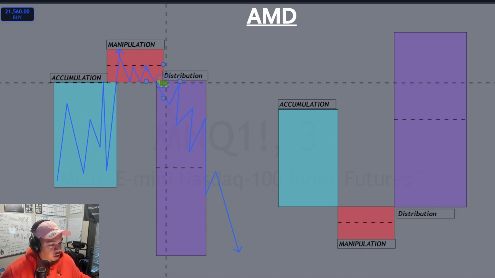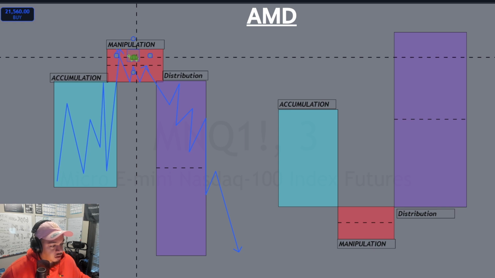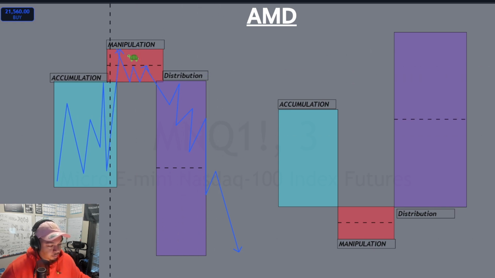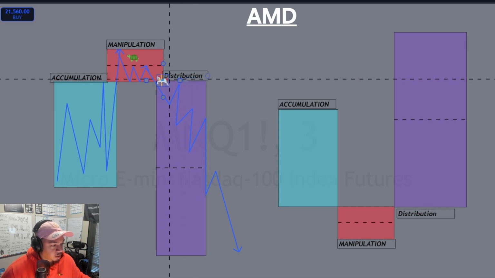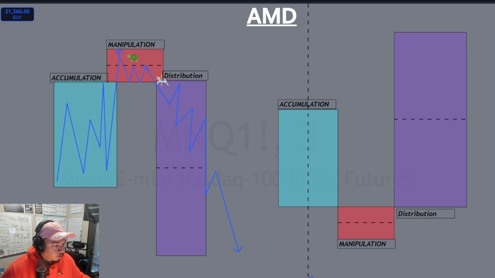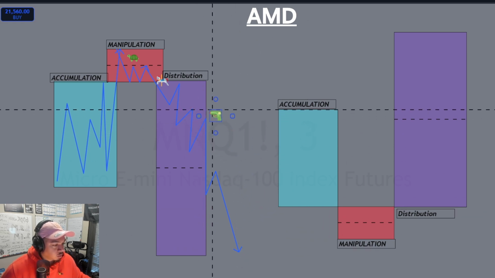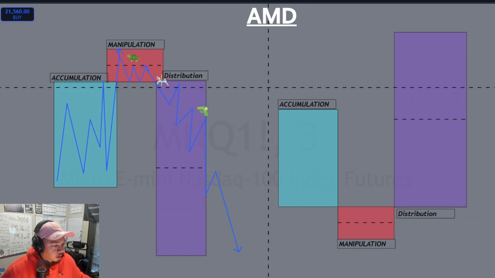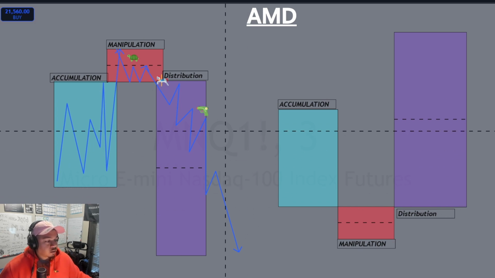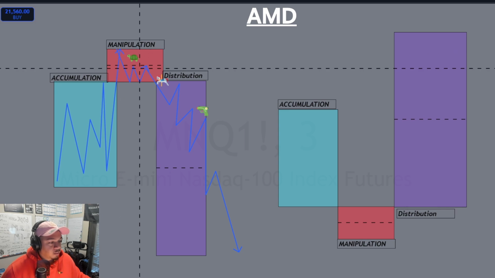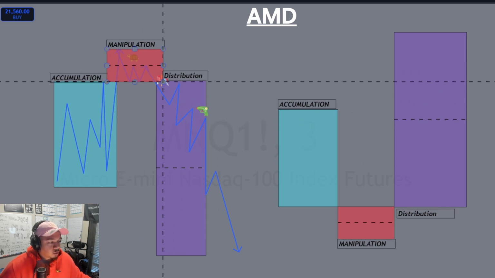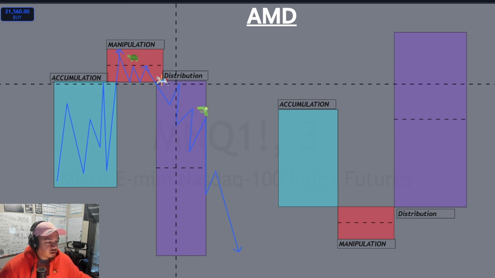The first one up here in the manipulation leg is going to be known as the turtle soup. The second one, once distribution is confirmed, is going to be known as the unicorn. And then the third one is going to be known as the 2022 model, right? That's a fair value gap. Now, the key to these trades is timing. Turtle soup happens in the manipulation. Unicorn happens right at the beginning or within the distribution leg.